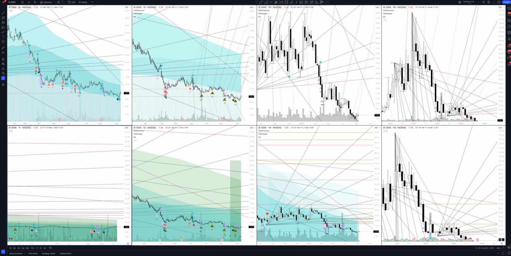Today we will take a look at IGM Biosciences Inc stock. Let's analyze the market situation and find out how you can make money on it. Let's start.